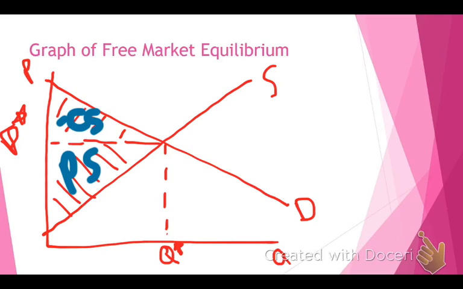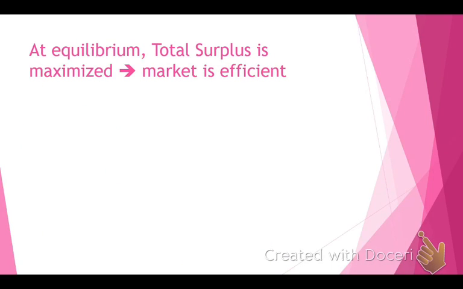Okay, at this graph, total surplus is maximized because we're producing the equilibrium quantity, right? Everybody have it? You might need more time. All right, moving on. At equilibrium, total surplus is maximized and the market is efficient.